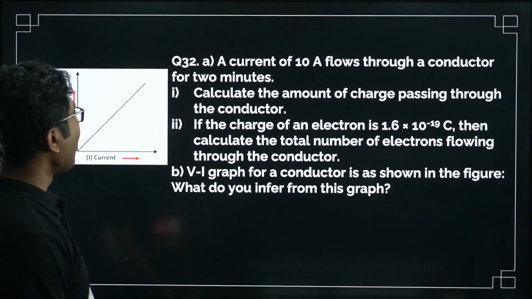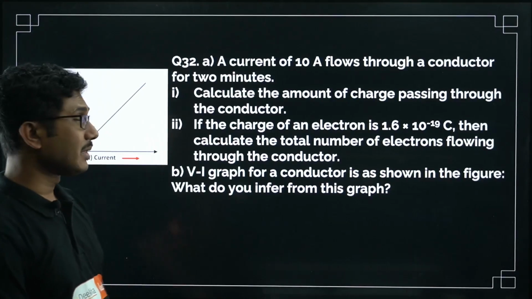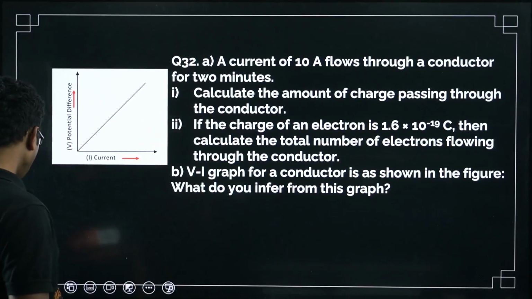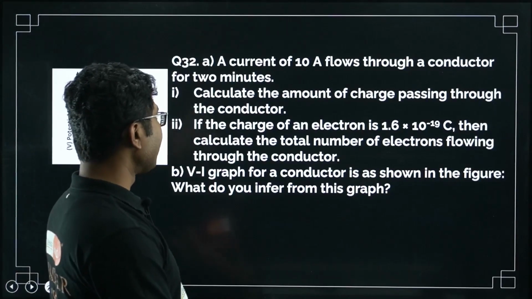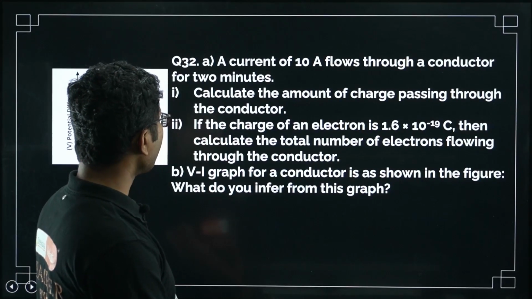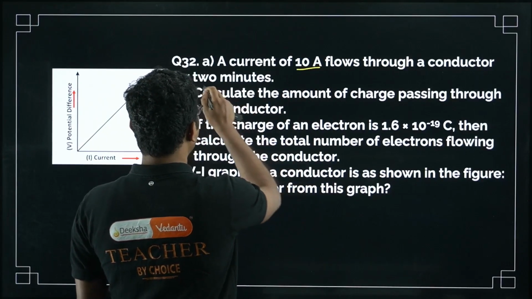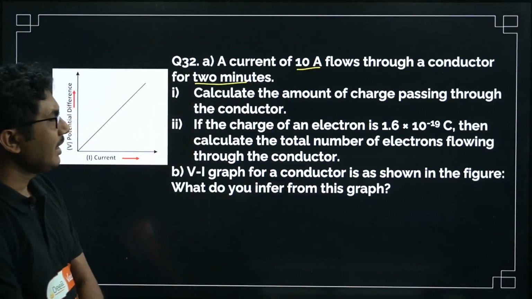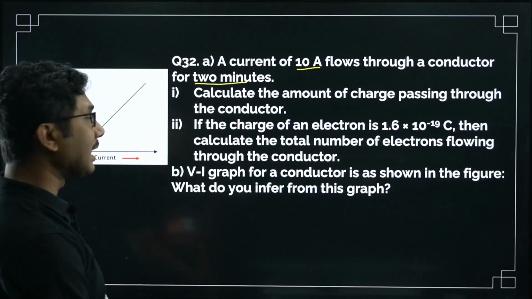A current of 10 ampere flows through a conductor. This is question number 32. Okay, let's see the question. A current of 10 ampere flows through a conductor for 2 minutes. Calculate the amount of charge passing through the conductor.